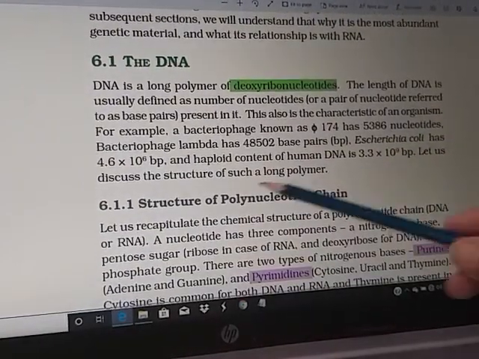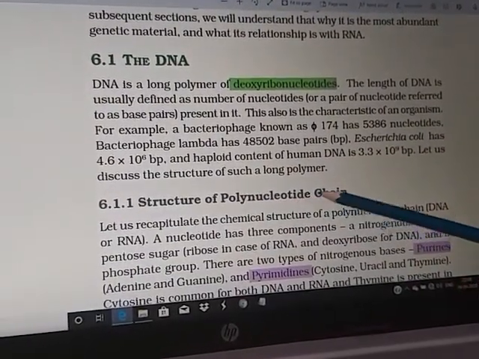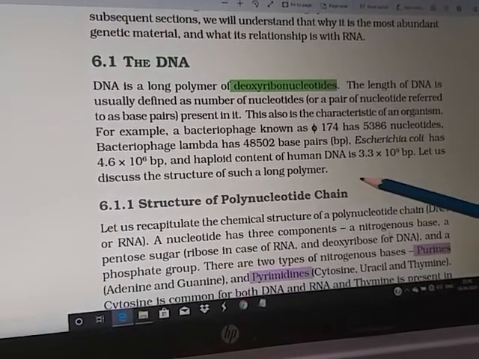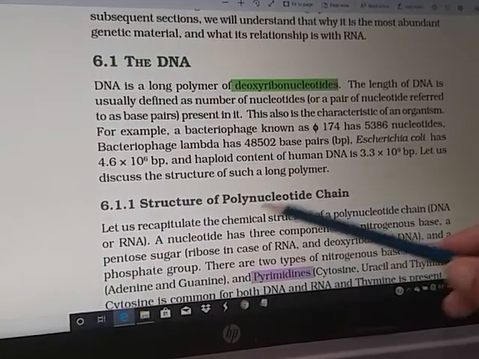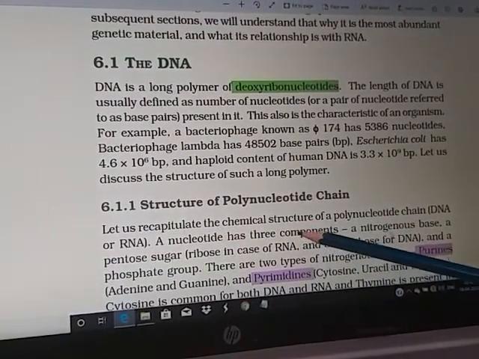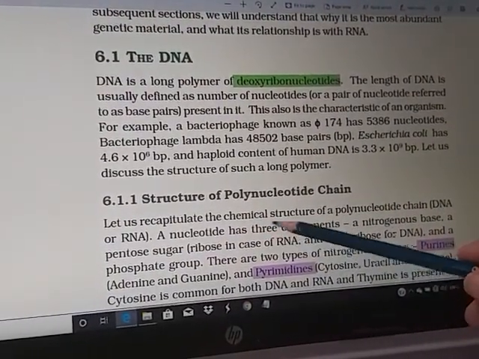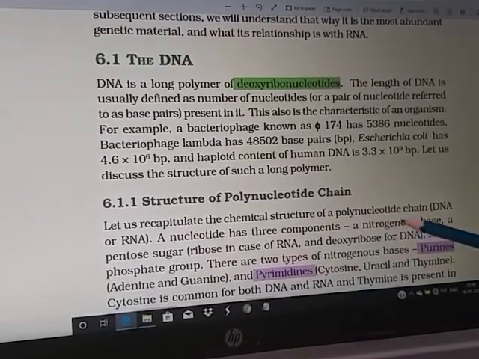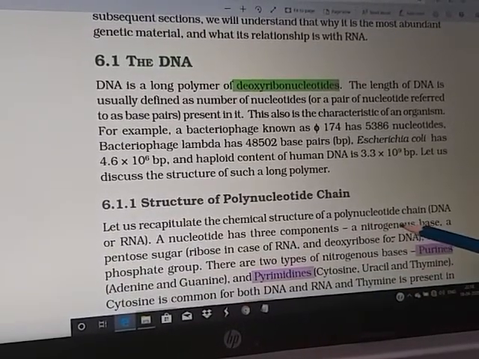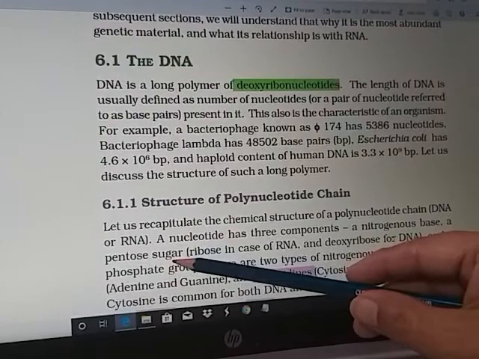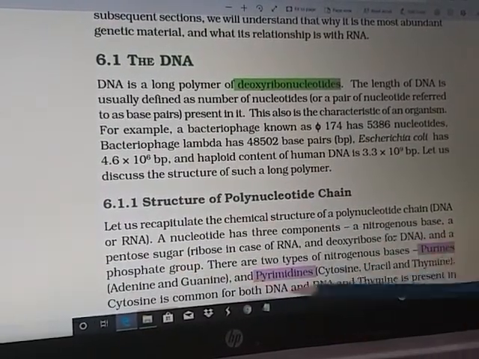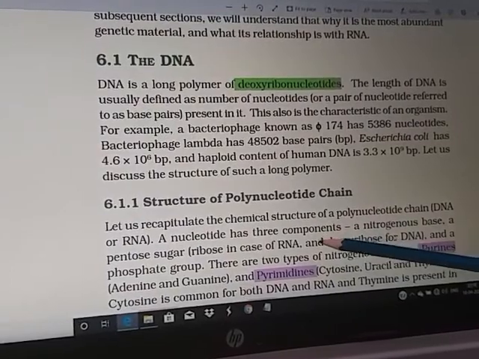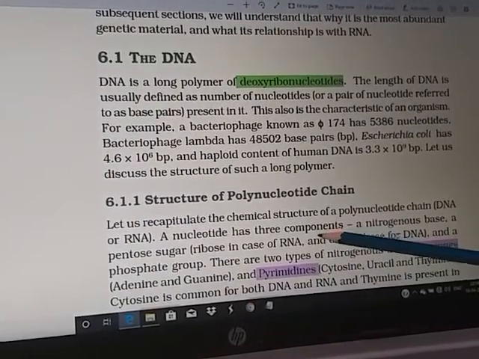Next is about the structure of the polynucleotide chain. To explain the polynucleotide chain, we start with one nucleotide. One nucleotide has three components. The components are nitrogen base, sugar, and phosphate. I will explain these with the help of the diagram.